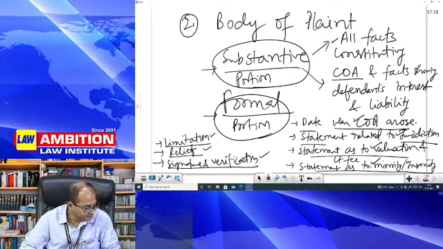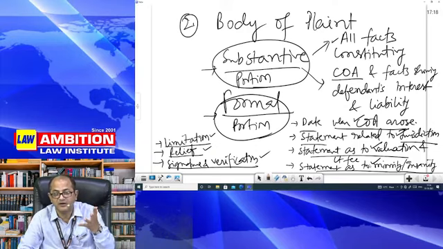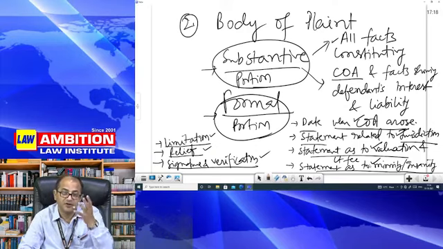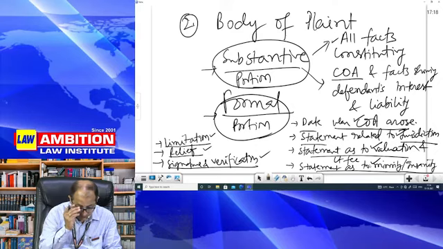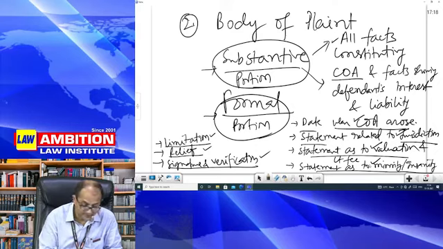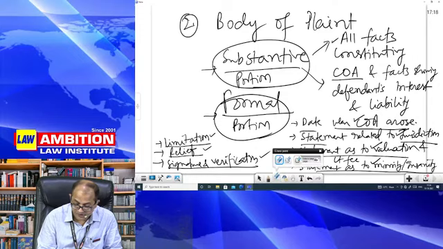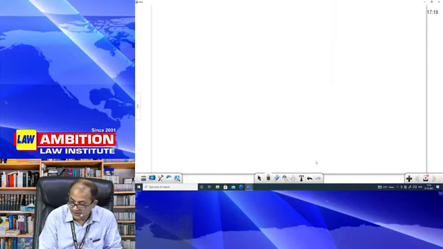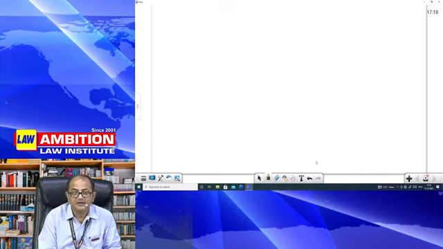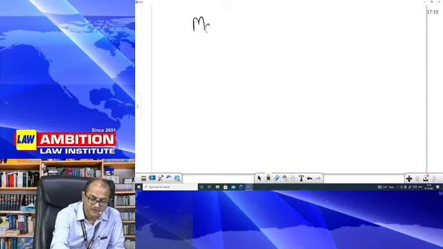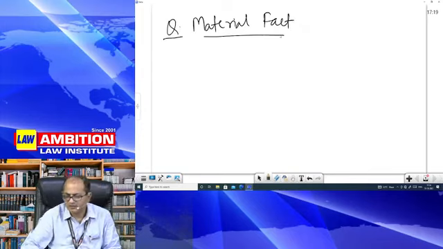It's very clear. So in the substantive part, you show all the facts on the basis of which you are claiming cause of action, and on the basis of which you are showing the defendant's interest and liability, whereas in the formal part all other necessary details are written. So these are the two parts of the body. Now here a very important question has arisen. We are saying again and again, material fact. Again and again we are using this term material fact. The question may come up in your mind, what is this material fact all about? What do we mean by material fact?